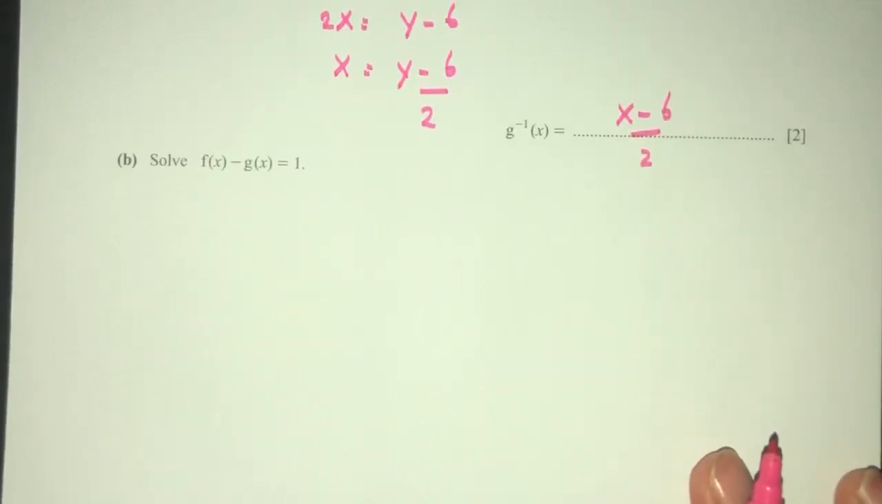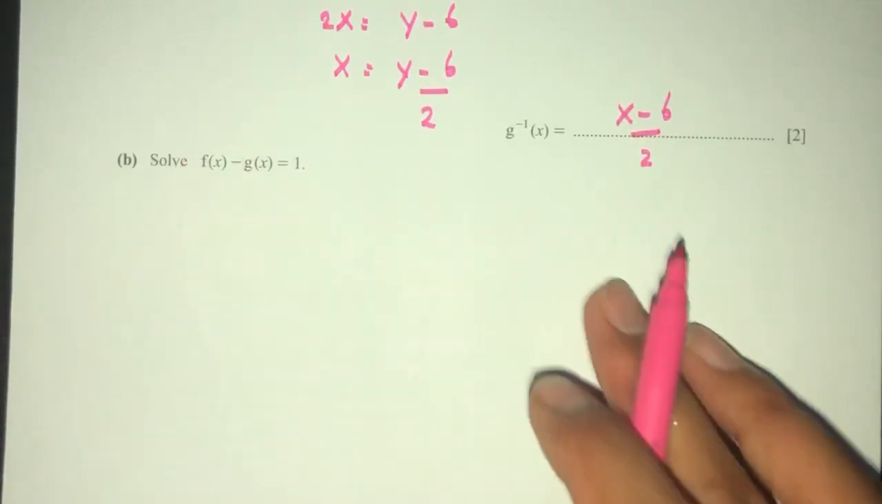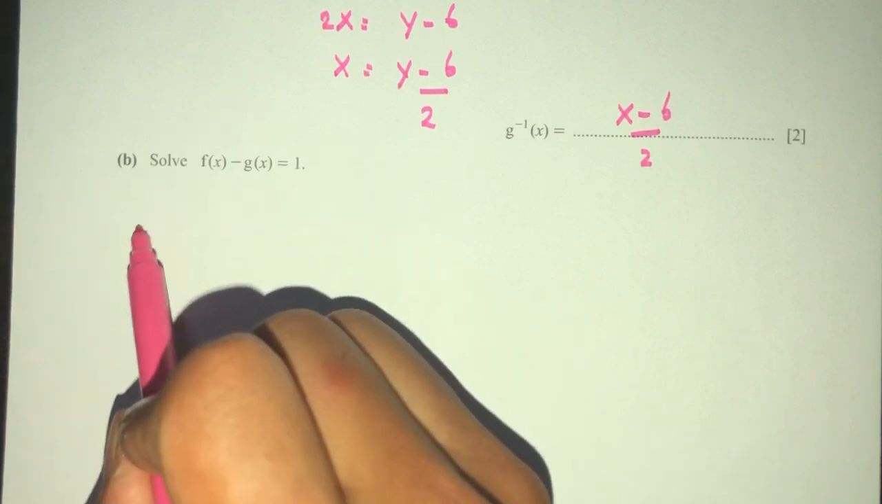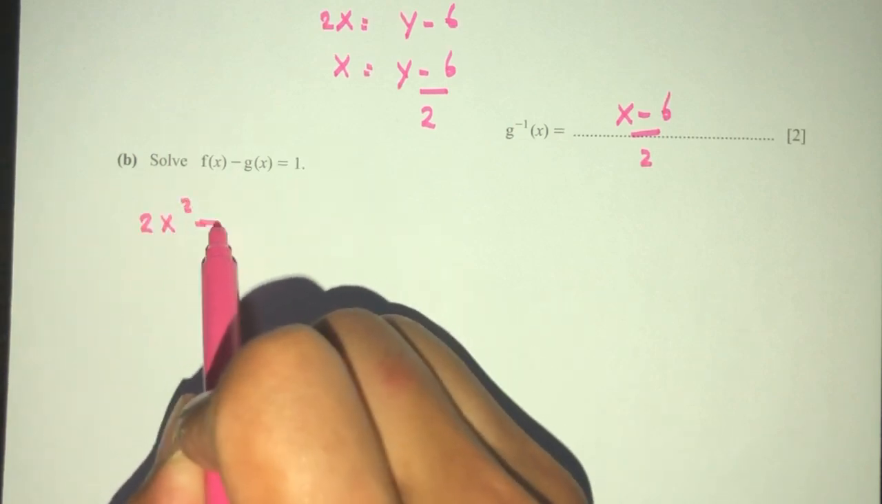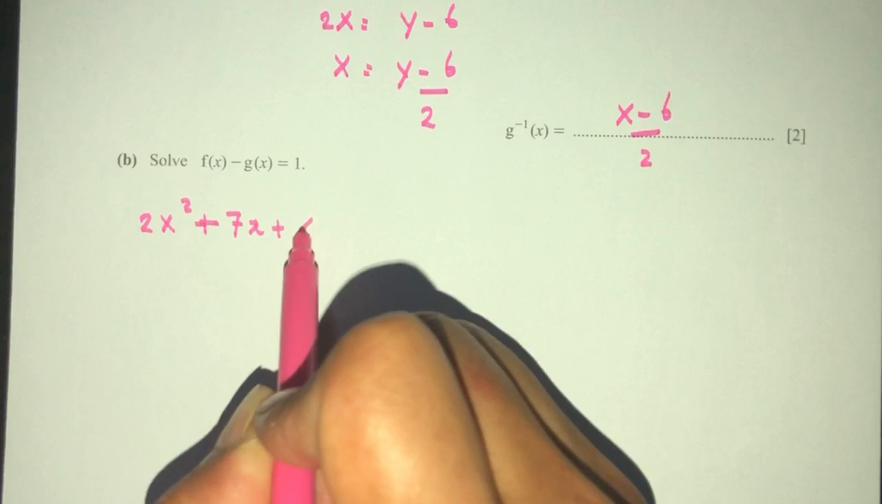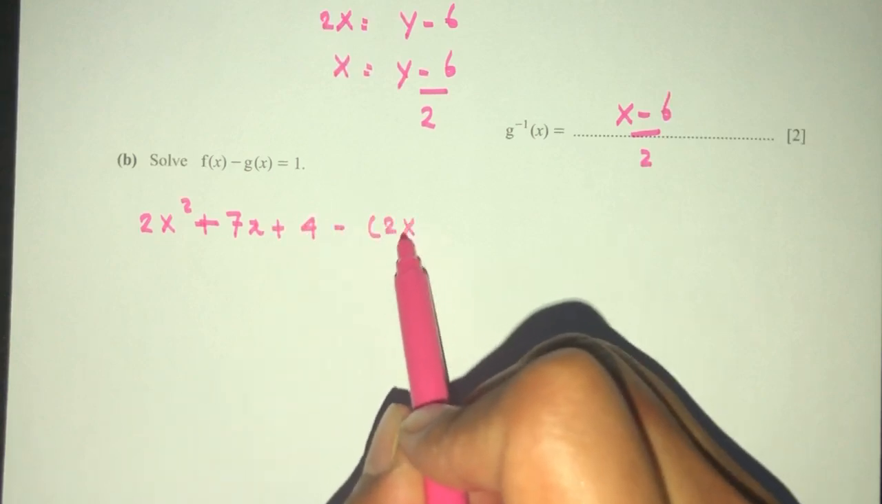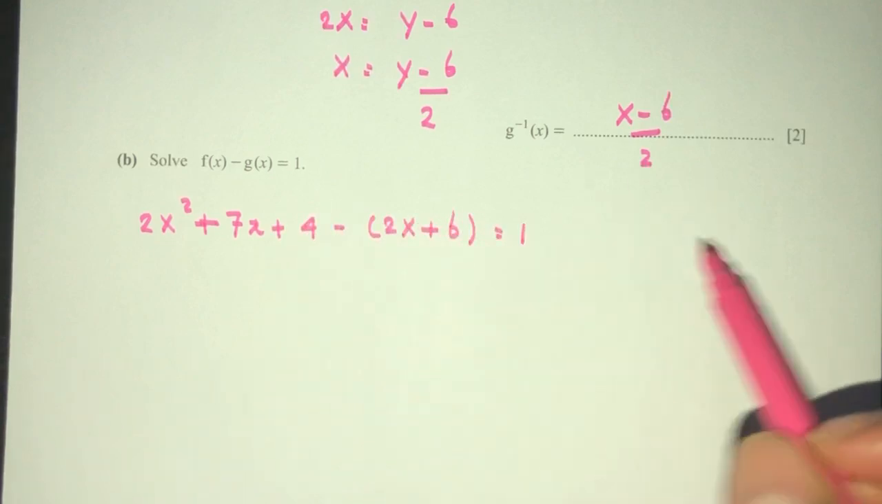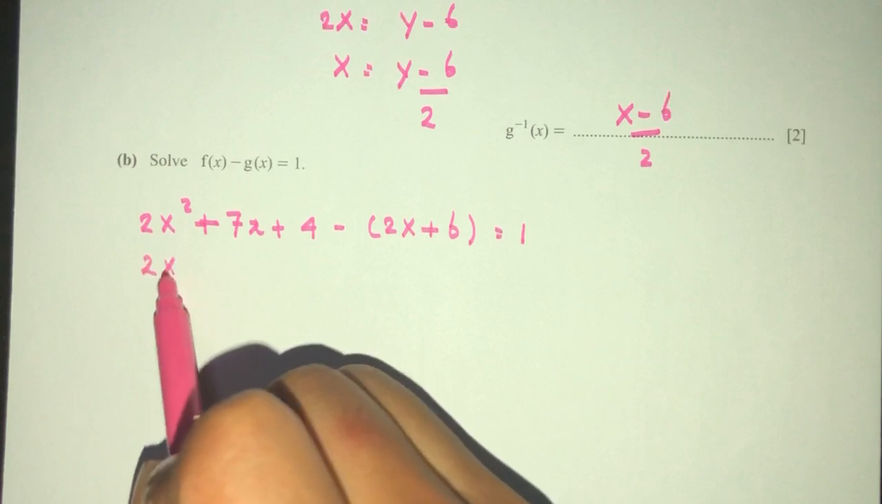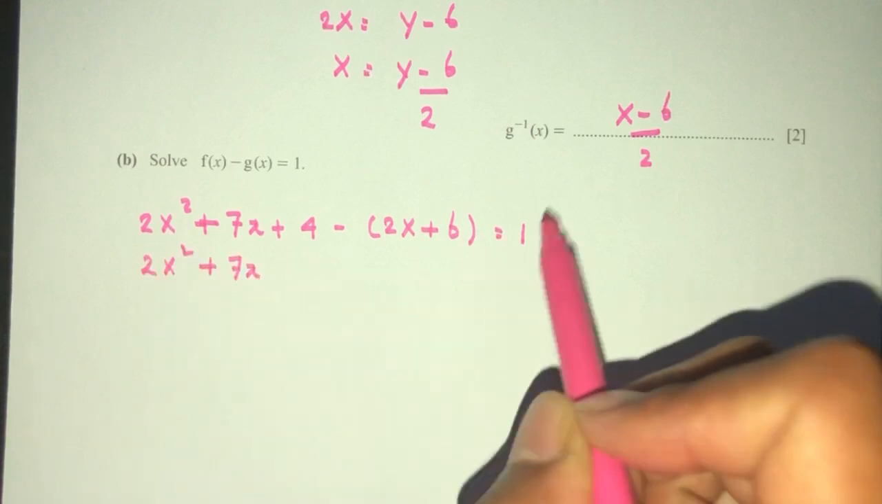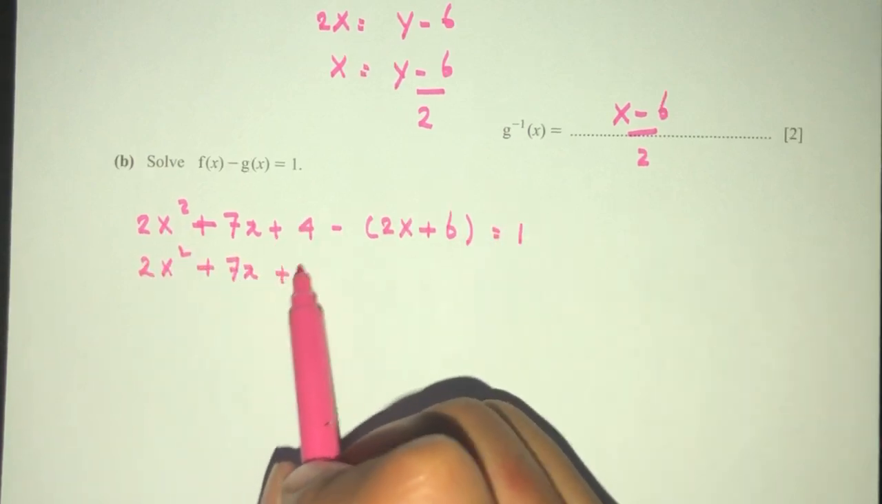Now for this one, we have to solve this one, so let's replace. So f of x is equal to 2x squared plus 7x plus 4 minus g of x, 2x plus 6 is equal to 1. Simplify, that will be 2x squared plus 7x. Send this over here, 4 minus 1 will be plus 3.